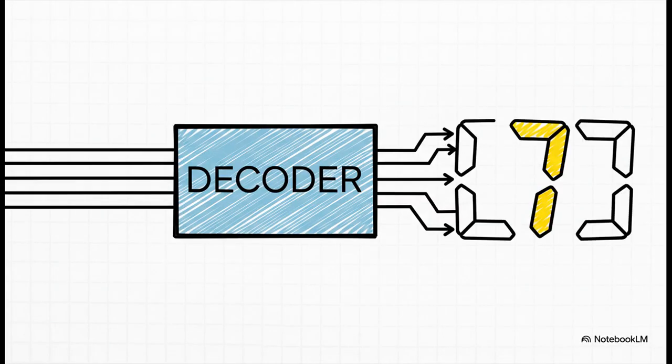Here's a perfect example you have definitely seen before. You ever look at a digital clock or a calculator and wonder how it turns a number in its memory into a shape you can actually read? It uses a special kind of decoder. It takes a 4-bit code for a number, say 0111 for the number 7, and it figures out which of the 7 segments on the display need to light up. It's decoding a number into a visual pattern.